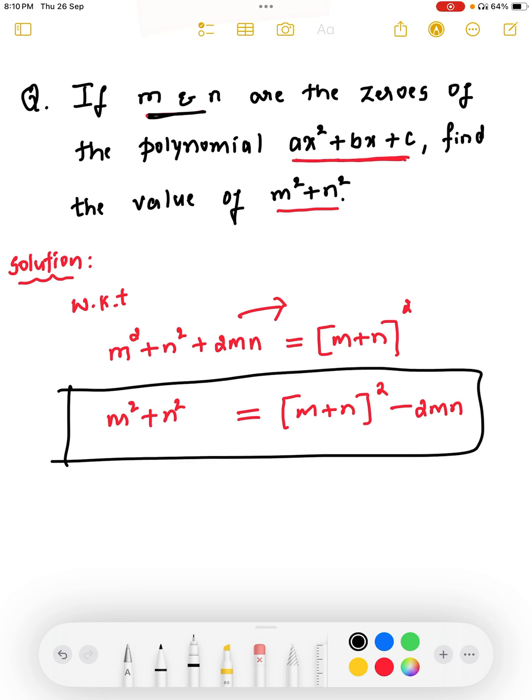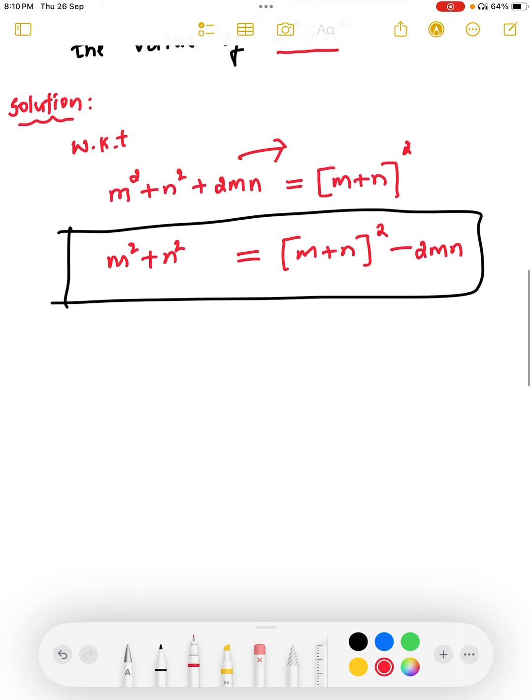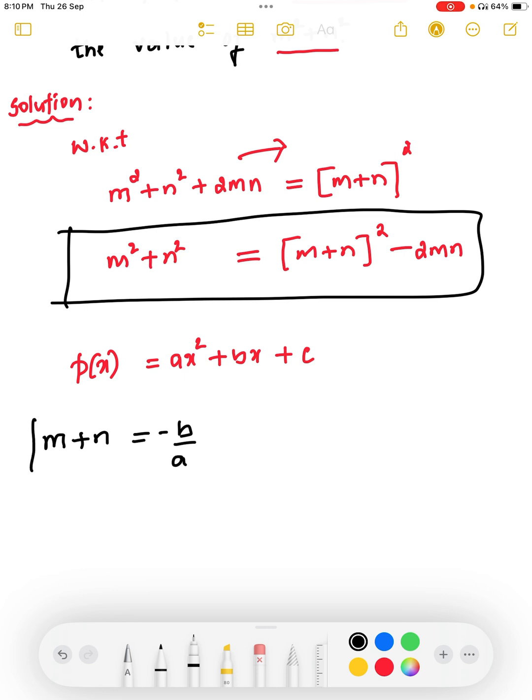So what is the polynomial they have given? Polynomial p of x equal to ax square plus bx plus c. They have given the quadratic polynomial. And we know that m and n are the zeros, so I'm taking the sum of that. We know that the sum of zeros is minus b by a, whereas the product of zeros, m into n, can be written as c by a.